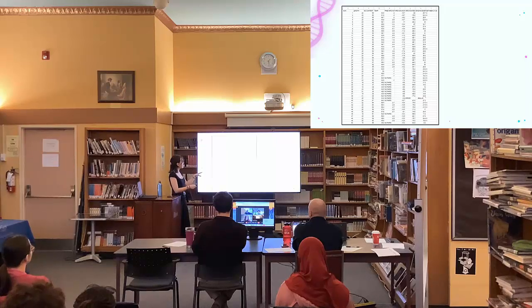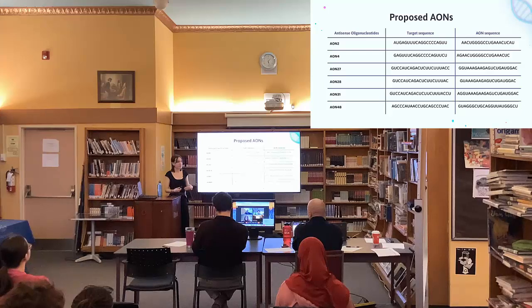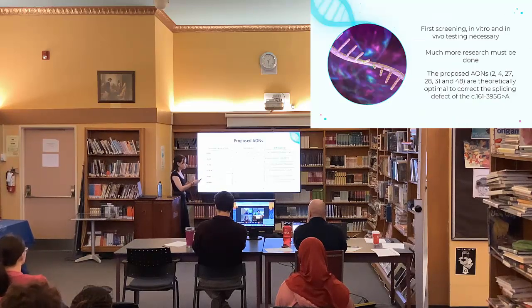As we can see, this was the spreadsheet, and as I mentioned before, I used all of these parameters to filter down the number, which led me to my final 6 ions. As we can see, it is ion number 2, 4, 27, 28, 31, and 48. That is the target sequence, and then the ion sequence, which scientists, when seeing these conclusions, should be able to use to further analyze the ion sequence and determine whether or not it is actually effective.